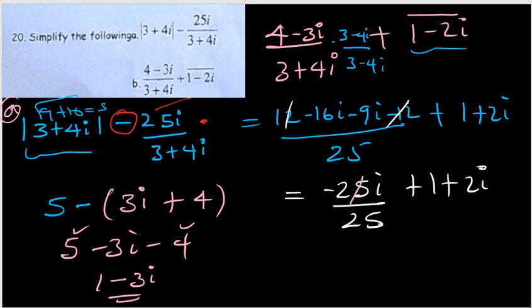Again, we can cut 25 with 25. What remains? Negative i plus 1 plus 2i. So what I have is 1 plus i remaining, because negative i plus 2i will be just i. So the constant, the real part, is 1. So 1 plus i will be the simplest answer.